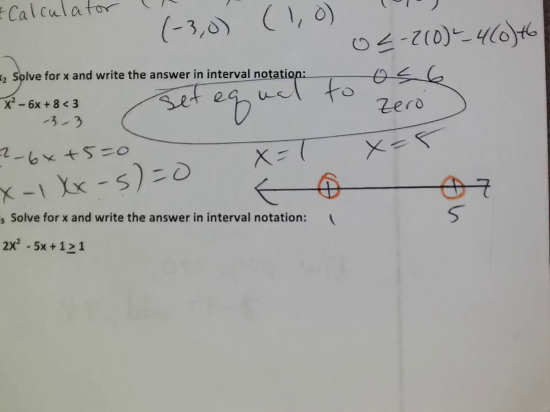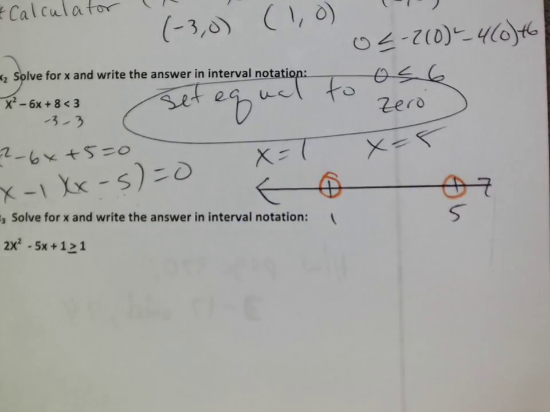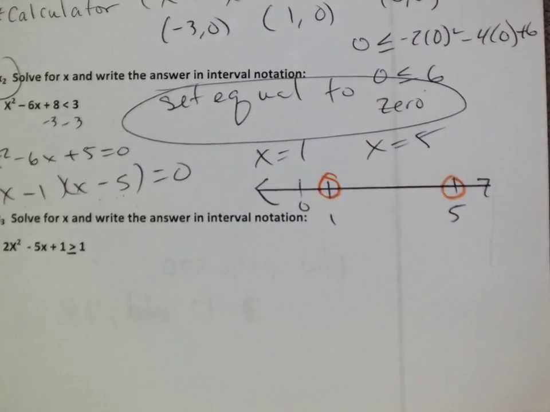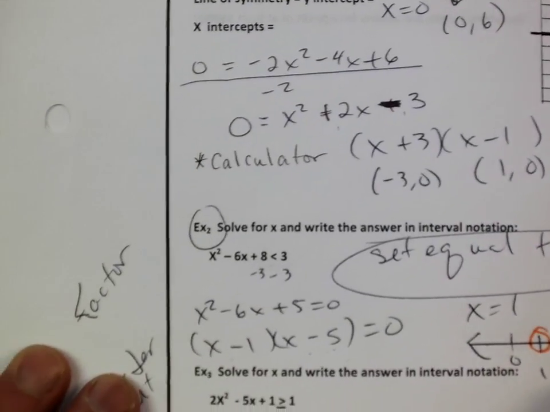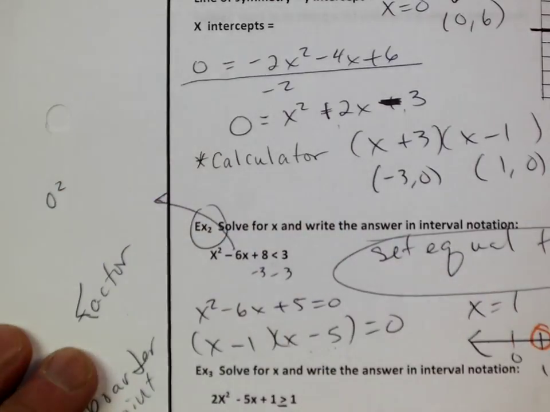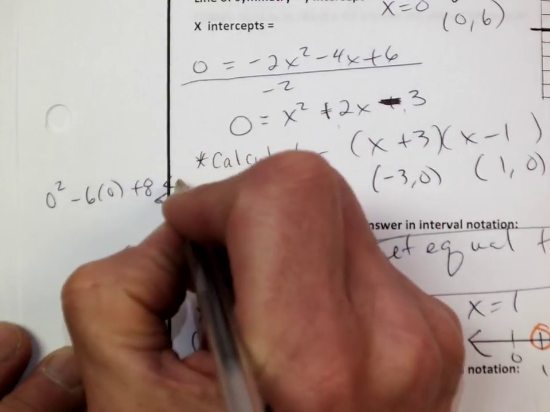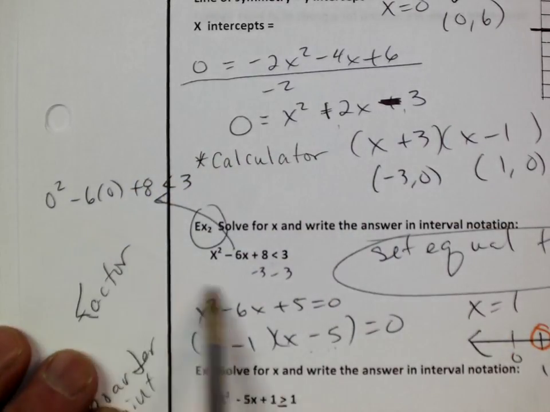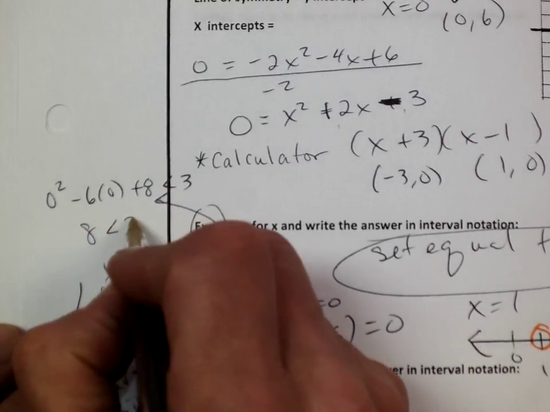Now, where do I graph? Well, let's test a point. You've got 3 regions, right? What's the easiest point to pick? You've got a region here, here, or here. Let's test 0, okay? Plug 0 into my original. So let me do my test over here because I'm running out of room. I'll go 0 squared minus 6 times 0 plus 8 is less than 3. I just plugged in my 0 because I'm testing my point. So I really get 8 is less than 3. Is that true?